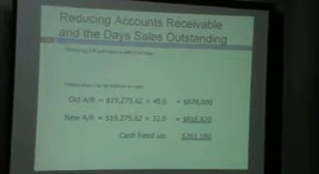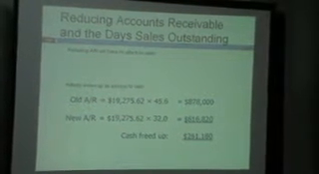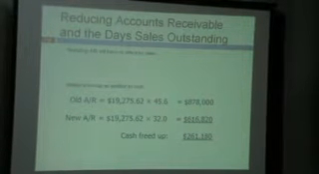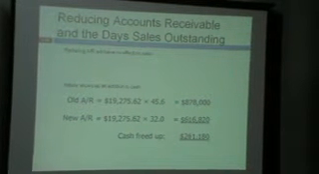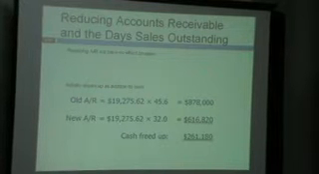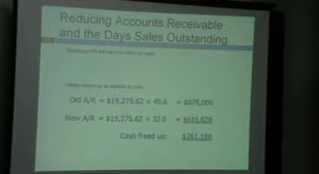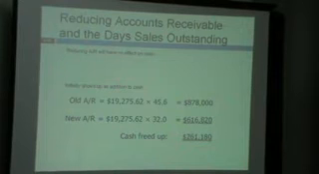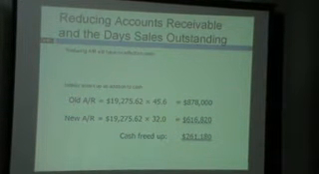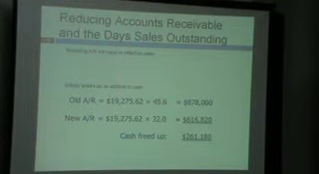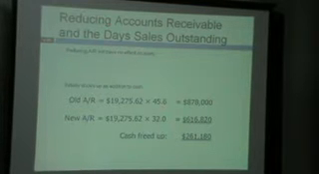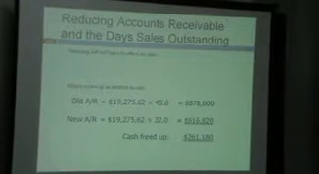Now if the days receivables are reduced to 32 days, what will happen? Again, sales per day are the same, but your days sales outstanding are reduced to 32. So your total outstanding receivables will be 616,820. So how much cash is freed up just by reducing your days sales outstanding from 45 to 32? You can free up your cash.